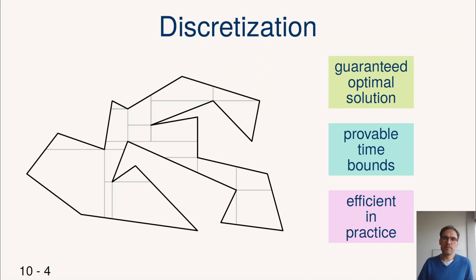And so discretization schemes have the potential to satisfy all the three goals. And the novel part is to devise specific discretization schemes that actually satisfy all the three goals, that achieve all of them. So discretization schemes have been used before.